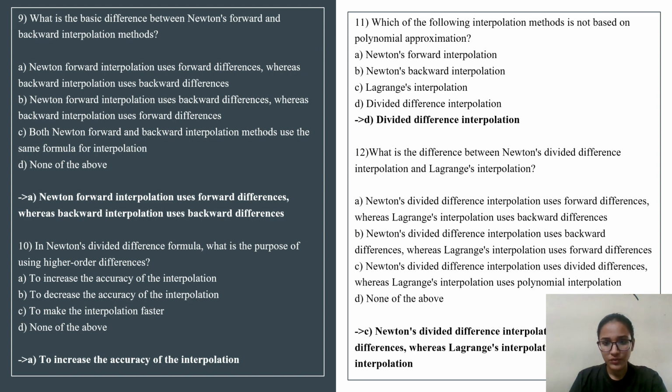Next question. What is the difference between Newton's divided difference interpolation and Lagrange's interpolation? Newton's divided difference interpolation technique uses divided differences, whereas Lagrange's interpolation uses polynomial interpolation. So the correct answer for question number 12 will be C.